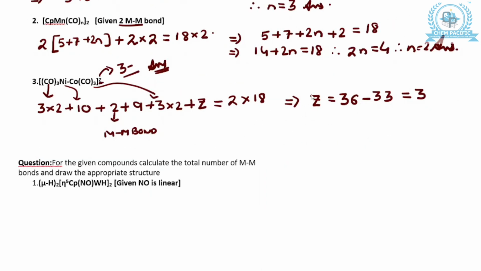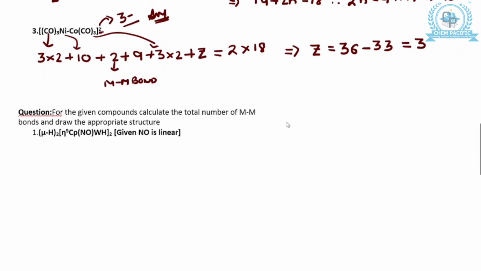Now let us move on to the next question, and this is a very important question. For the given compounds, calculate the total number of metal-metal bonds. So we have to learn how to calculate the total number of metal-metal bonds. Very important topic. And yahan pe aur ek new concept hai, that is a new ligand, NO, which is linear. So what do you mean by the linear nitrosyl and the bent nitrosyl? If it is a linear nitrosyl, how many electrons is it going to donate?